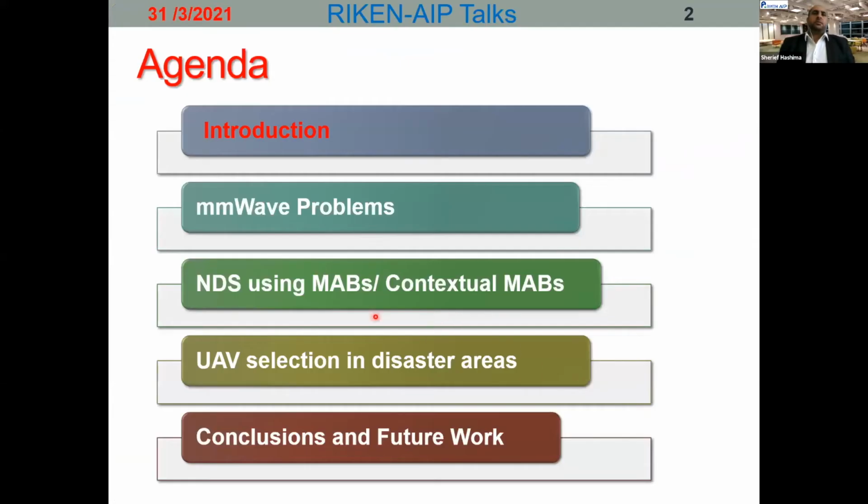Our agenda today: first we have a brief introduction about 5G, 6G problems. Then we will discuss millimeter waves and the problems of millimeter waves. Then we will move to two main problems, which are neighborhood discovery and selection, and we'll evaluate some multi-armed bandit algorithms, non-contextual and contextual bandits. Then an unmanned aerial vehicle application in a disaster area, which we have formulated as a multiplayer multi-armed bandit scenario. Finally, we have the conclusion and future work directions.